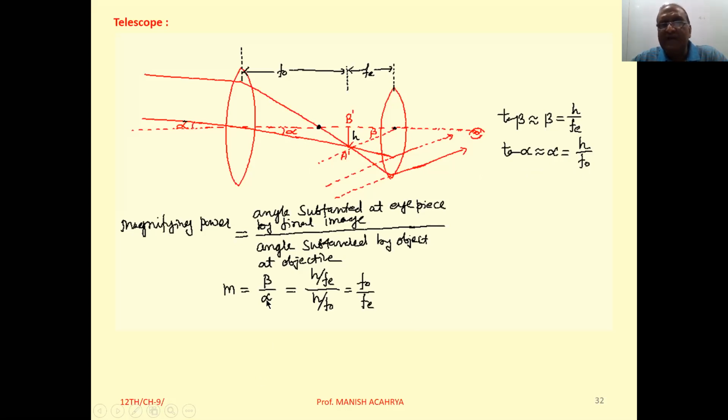Substitute these values of beta and alpha here. Beta is H upon Fe. Alpha is H upon Fo. Resultantly, we will get the magnification in the telescope, that is Fo upon Fe. Clear to all of you? Now this particular telescope is a refracting type telescope.